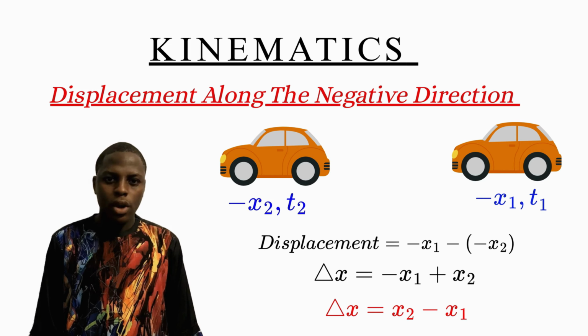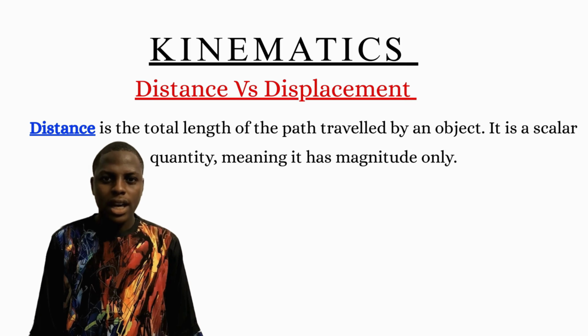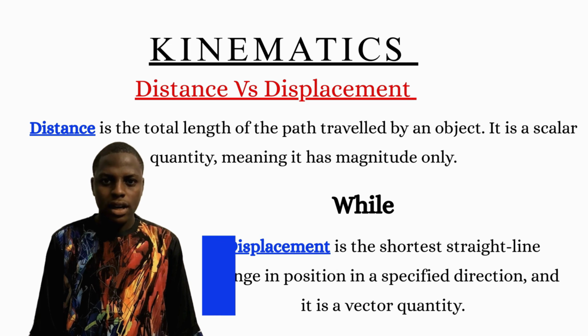It is very important not to confuse distance with displacement, because distance is the total length of the path traveled by an object. It is a scalar quantity, meaning it has magnitude only. Displacement is the shortest straight line change in position in a specified direction, and it is a vector quantity.